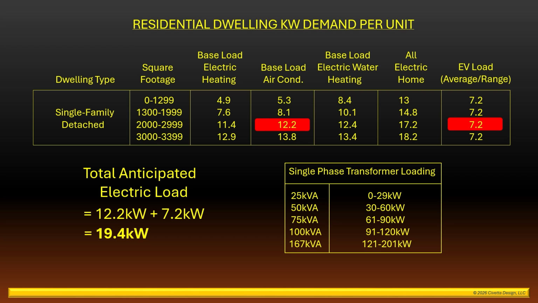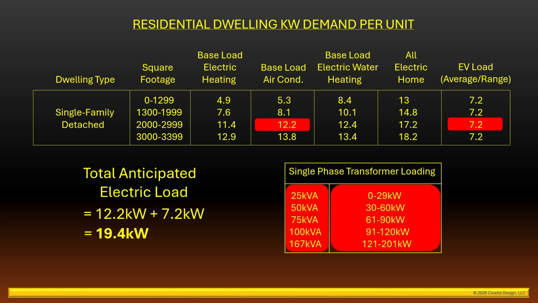The electric utility transformer that will be installed outside the home can come in a variety of sizes, from 25 kVA up to 167 kVA. Each of these transformers are capable of serving electric loads within a certain range. For this new home and the load of 19.4 kilowatts, a 25 kVA transformer would be all that's required.